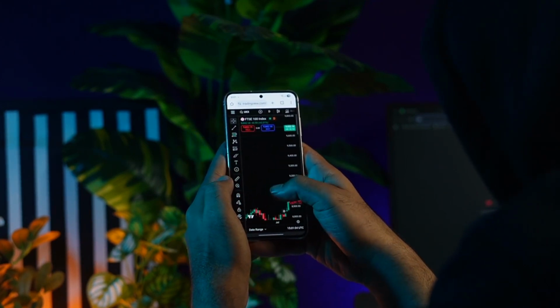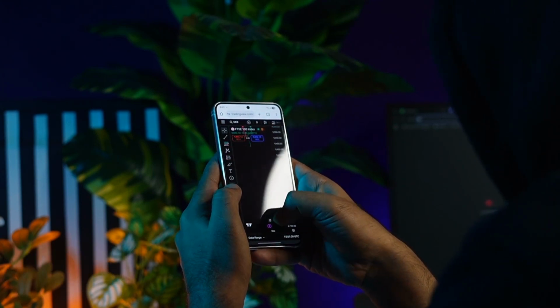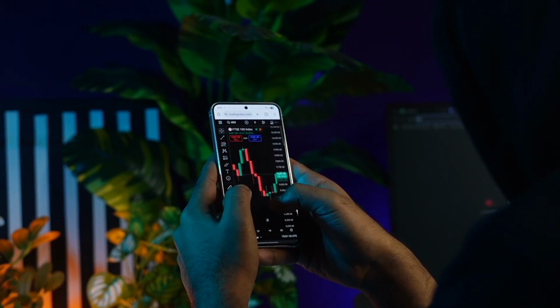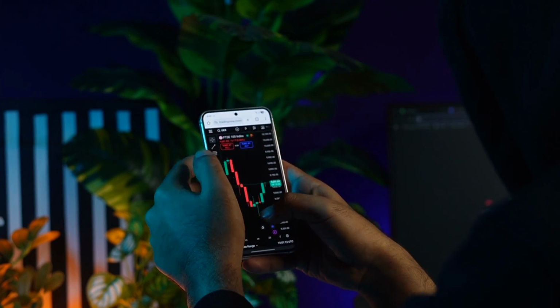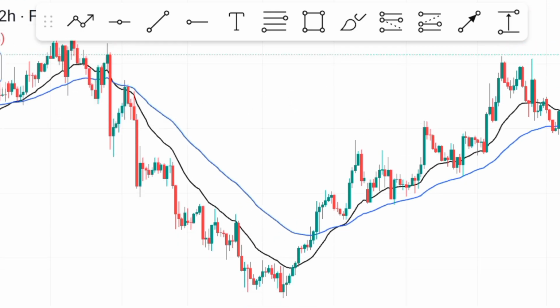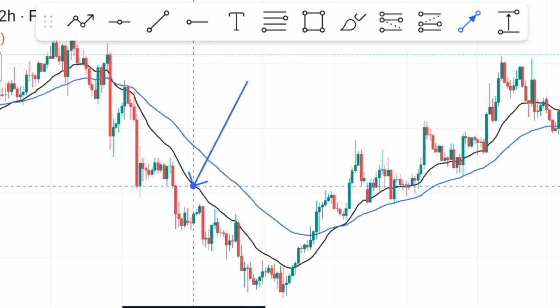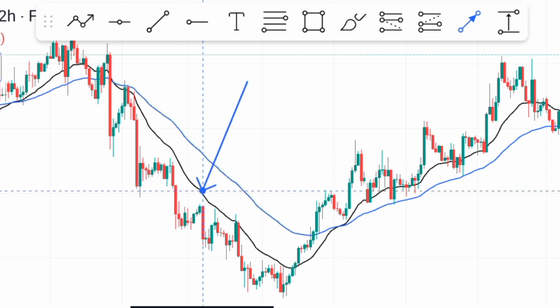So for the pairs, we shall use EUR/USD, GBP/USD, or USD/JPY. Okay, because they are major pairs. So now here you shall put the moving averages: 20 exponential moving average and 50 exponential moving average. Here you will see that this blue one is the 50 exponential moving average, and this black one is the 20 exponential moving average, right?